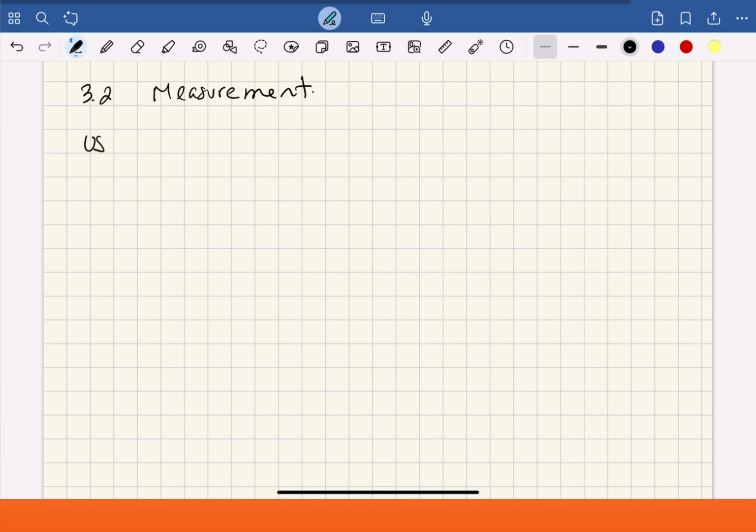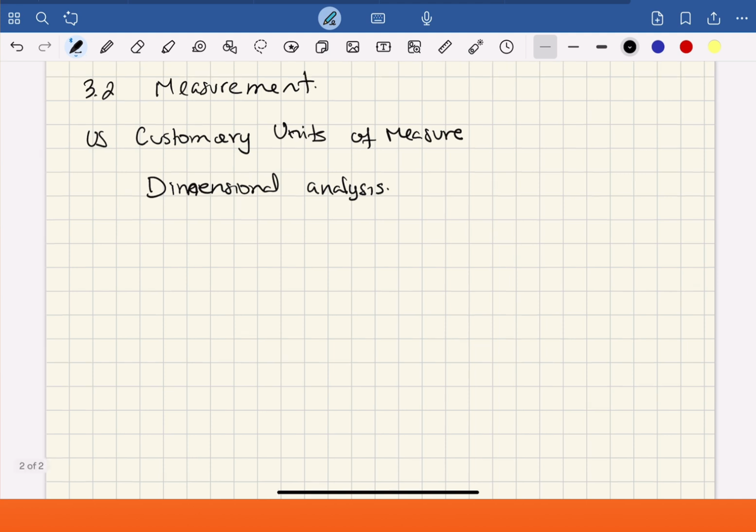The first section that we're going to talk about is the U.S. Customary Units of Measure. This basically talks about the units of measurement that we use in the United States. And what we will be doing is using dimensional analysis, which involves using conversion rates to change from one unit of measurement to another, for example, from miles to feet or inches to feet and so forth. That's what we're going to be doing.